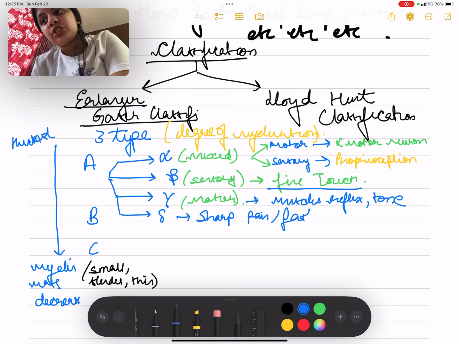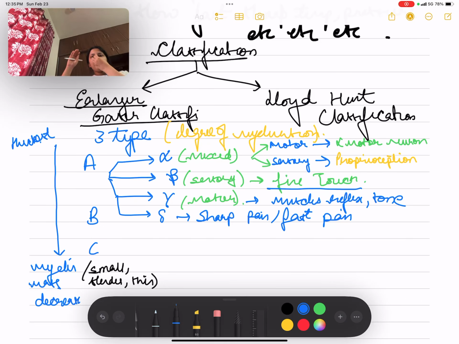Okay, so we'll quickly revise. A fibers are classified into alpha, beta, gamma and delta. Alpha are mixed, which may be motor or sensory. Motor is the alpha motor neuron and the sensory one is carrying the impulses for proprioception. The next is A beta. A beta are sensory and they are carrying the impulses for fine touch. Then the A gamma, they are motor for muscle reflexes and tone. And the A delta carries sharp pain or first pain.